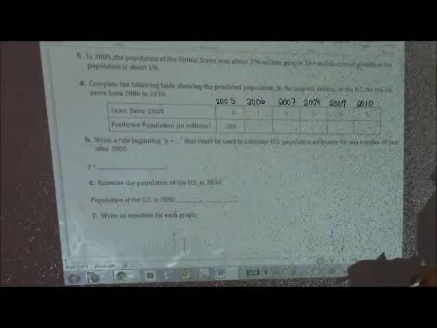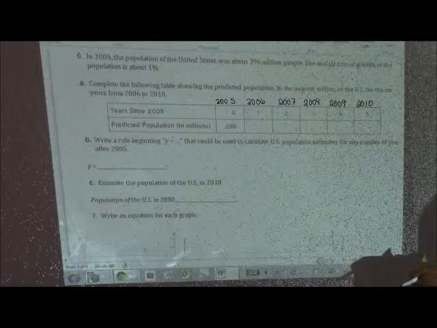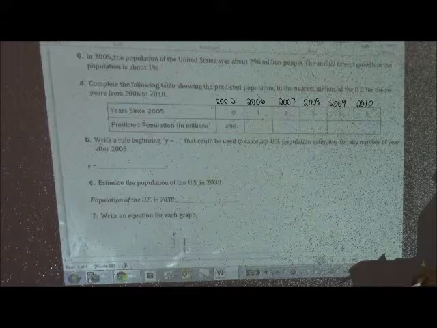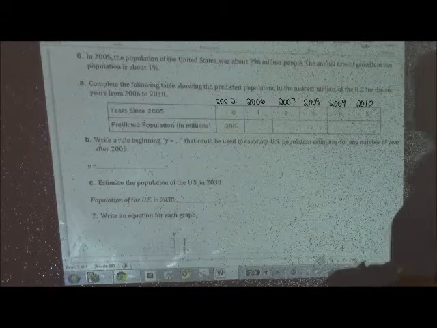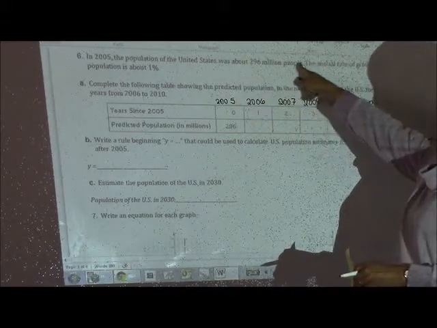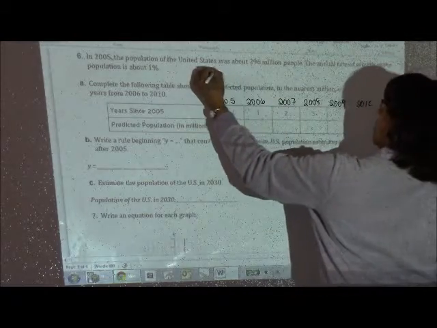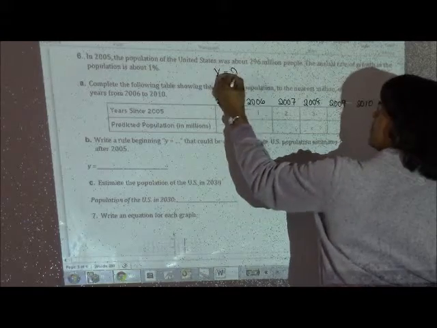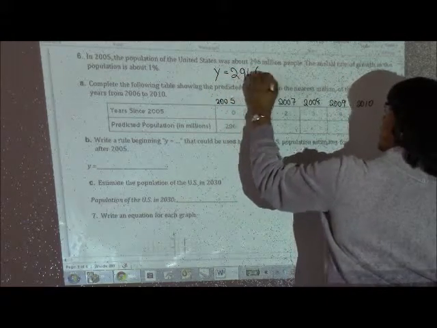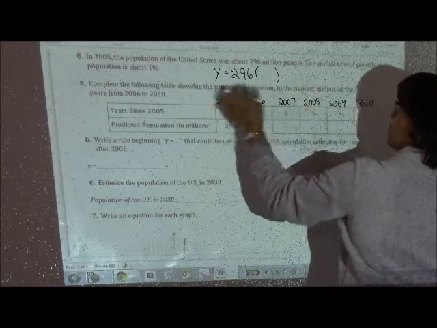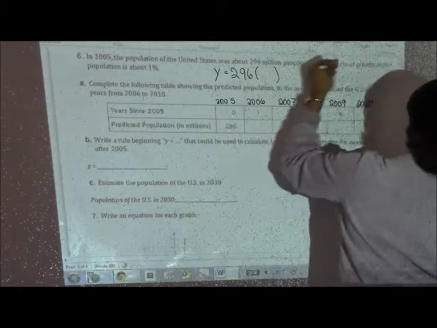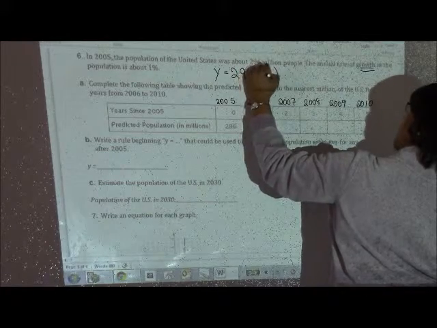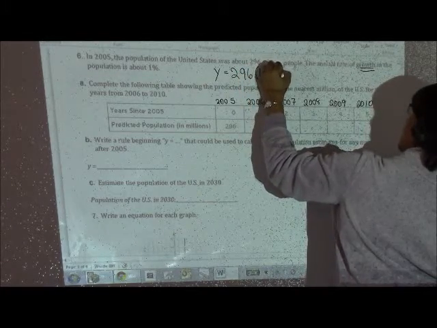Let's see, complete the following table showing the predicted population to the nearest million in the United States from 2006 to 2010. And it tells us that it grows by 1%. So here we are. Y is equal to 296 is our initial value. And now we want to know how much it grows. It grows by 1%. And it says it's growth, so we add. So it's 1 plus 1%, so it's 1.01 to the x.